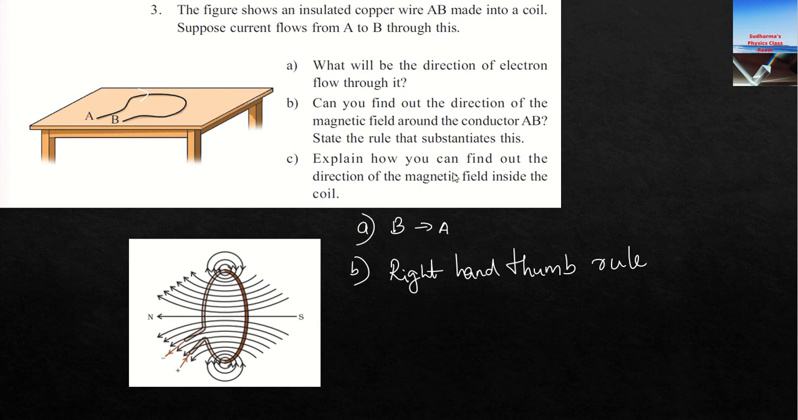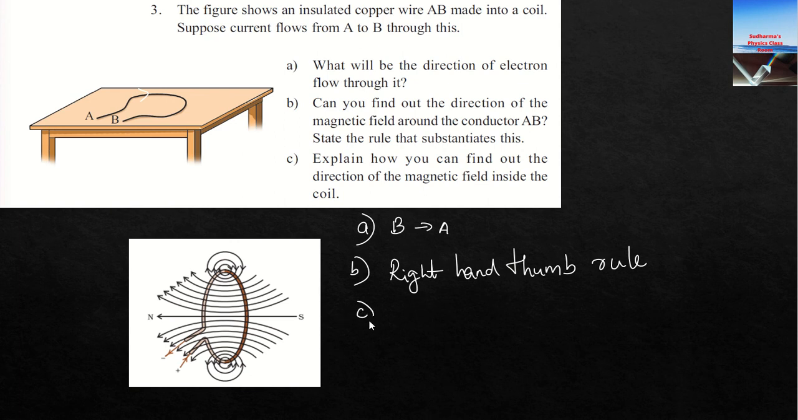Explain how you can find out the direction of magnetic field inside the coil. So you can look at this figure. If you apply this right hand thumb rule at any part of the conductor, you will find out the direction of magnetic field. Since it's a circular coil and the current is flowing in the clockwise direction, you can see that within the coil, always it is into the coil.